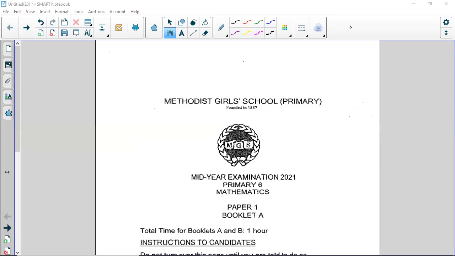Now this paper is a very good paper. I think it's a good standard. You won't find the paper quite hard, but also not quite easy. I hope you have done the paper already, right? This paper one has a very good variety of questions that are easy, medium, and also a little bit hard. Okay, so let's look at question one.